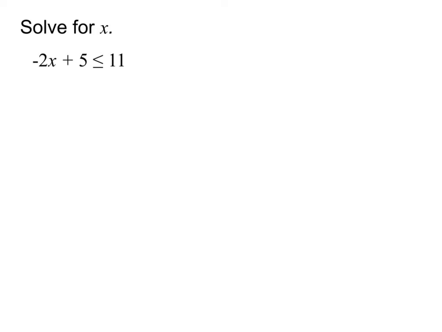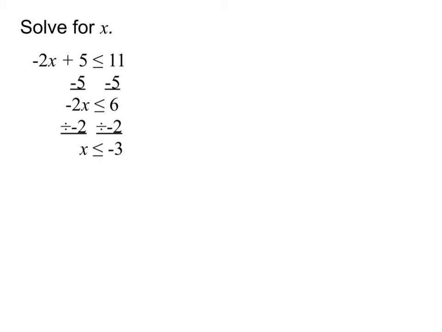If I go through and start solving this the same way as if it were just an equal sign in here, because basically I can just treat it the same way, the first thing I would need to do is move the 5 to the other side. So I'd subtract 5 from both sides. And now I have negative 2x is less than or equal to 6. And so I now need to get rid of the negative 2. The negative 2 is being multiplied by x, so I divide both sides by negative 2.